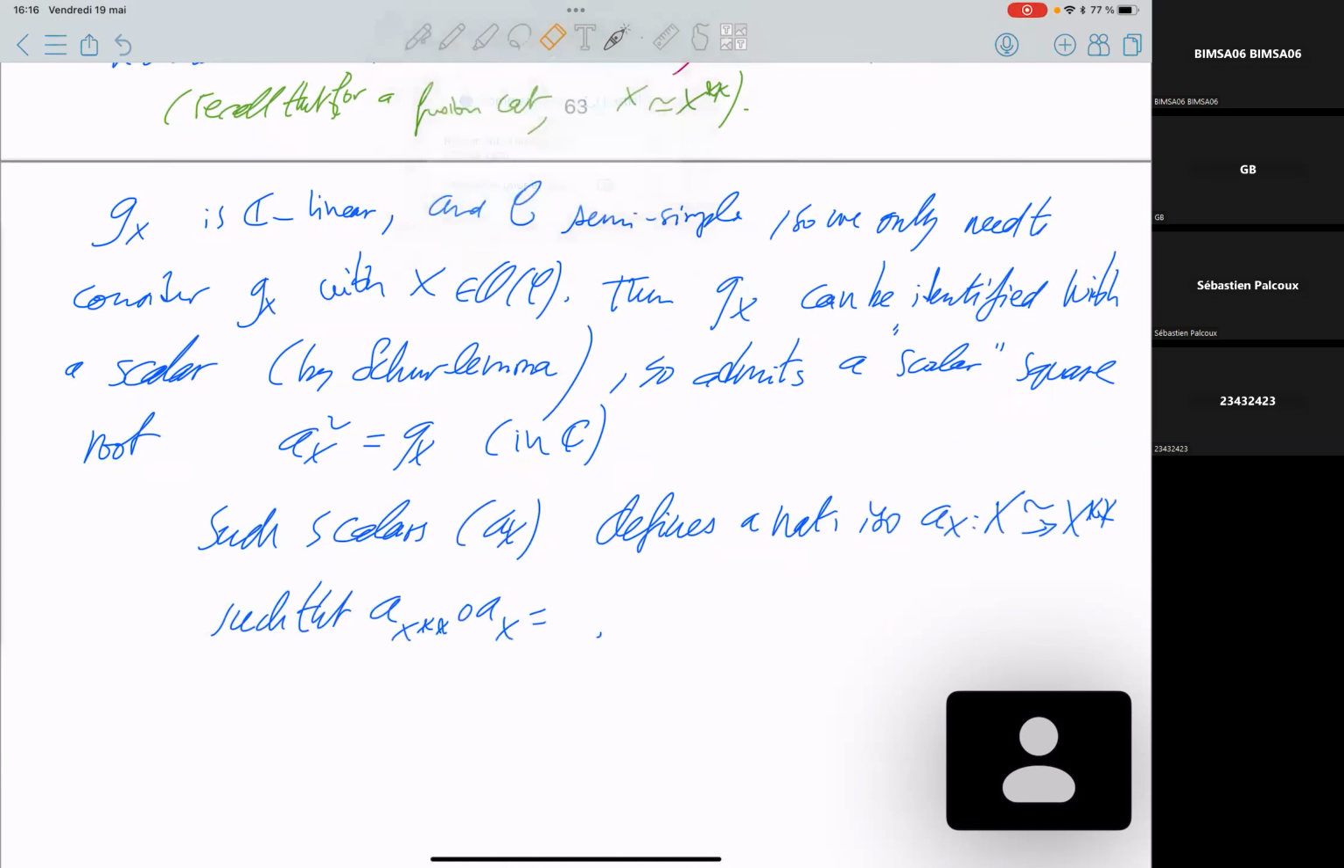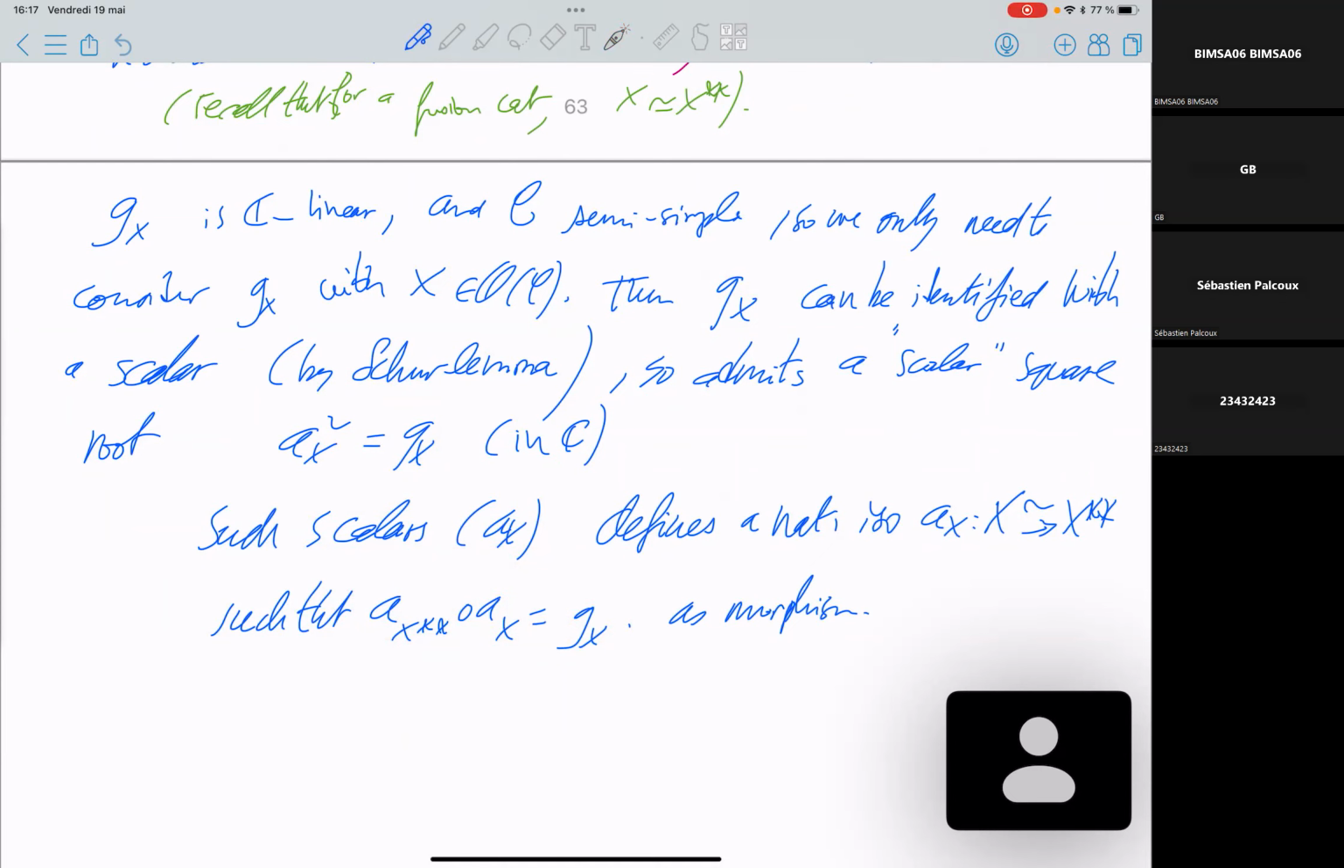Okay, so as a morphism, a_X star, a_X square equals g_X as a scalar. But as a morphism, we need to be careful, because a_X goes from X to X double star, then you have to go from X double star to X four star. So you really have a morphism from X to X four star.